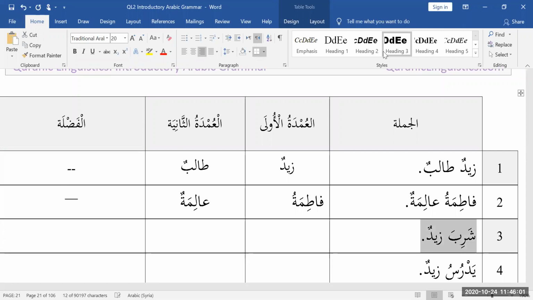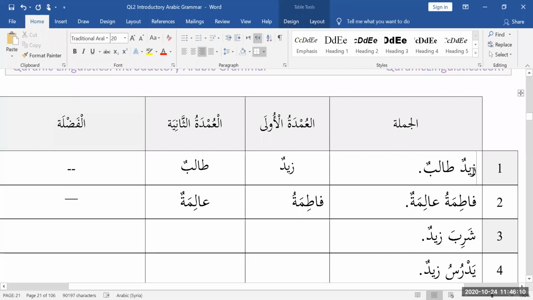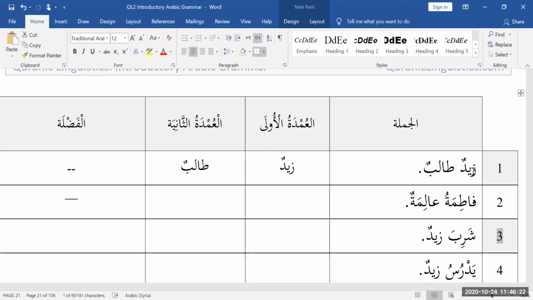Let's do one more. Shariba Zaydun. First of all, what kind of sentence is the first and two? Is it nominal, ismiya, or is it verbal, fi'liya? Yes, that's correct. Both of these are nominal. Okay. Let's do the next one, shall we?